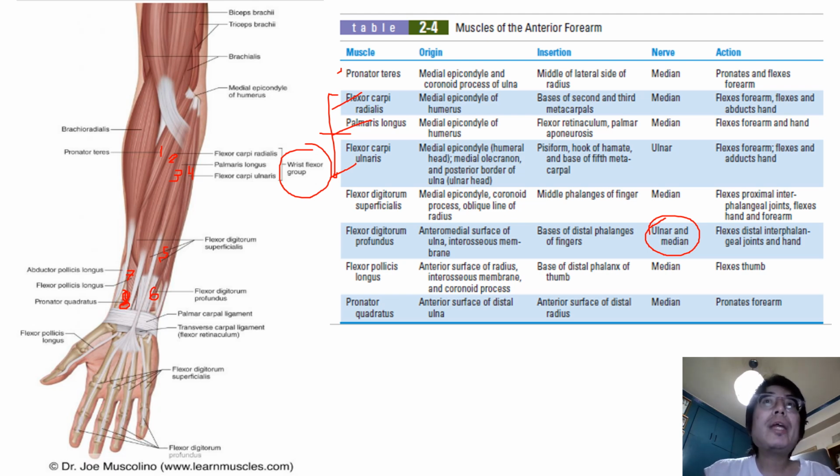Finally, before we leave the anterior forearm compartment, is the pronator quadratus. It has its origin from the anterior surface of the distal ulna, and it inserts into the anterior surface of the distal radius. It is innervated by the median nerve, and its function is to pronate the forearm. It is called quadratus because it resembles a rectangle or a square.